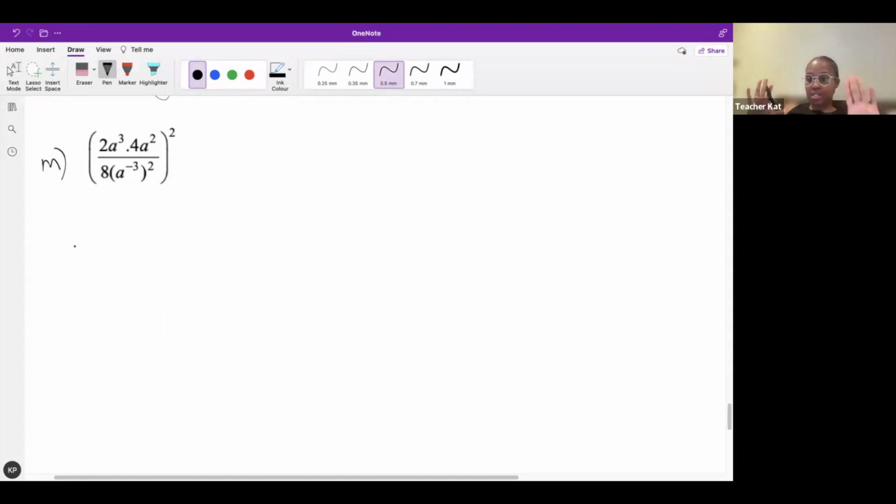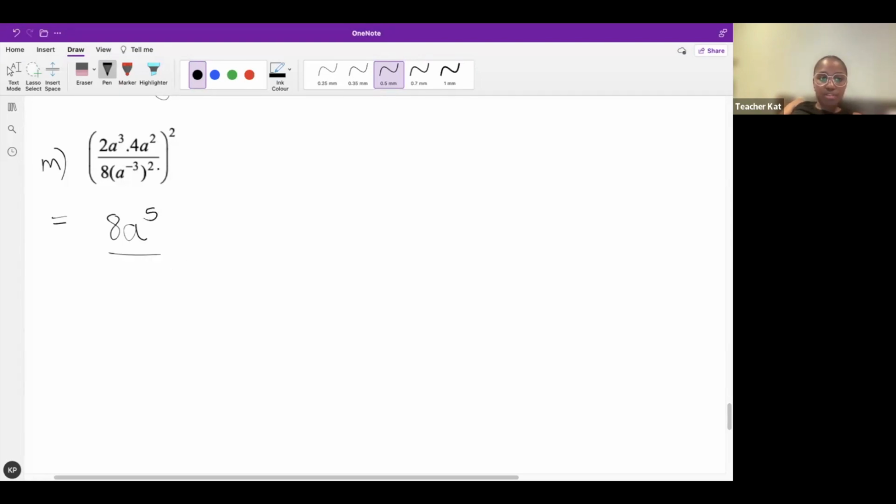Okay, let's start with my numerator. Multiplying the numerator, right? Equals. They're both positive, so my answer is going to be positive, and 2 times 4 is what? Is 8. And then my A's, I am multiplying, so we do what with the exponents? We add them. Thank you, Teboho. So it's a to the power of 5. That's my numerator all done.